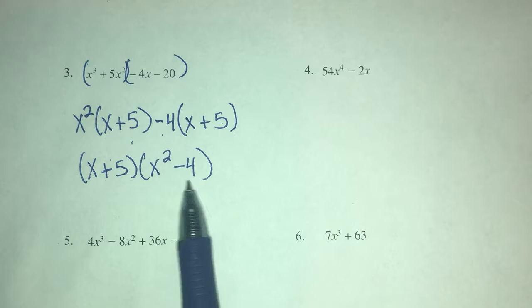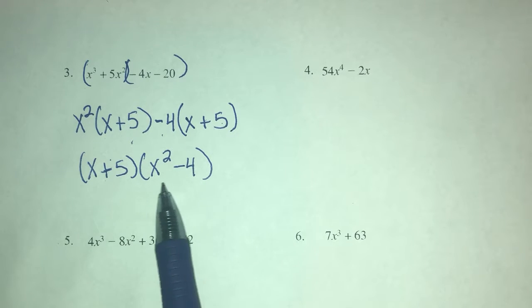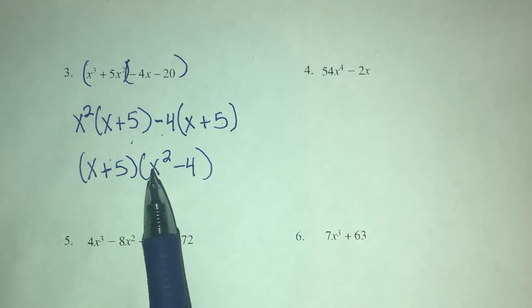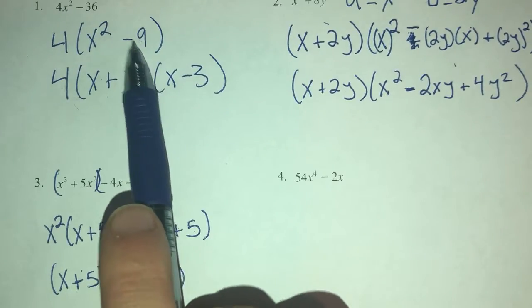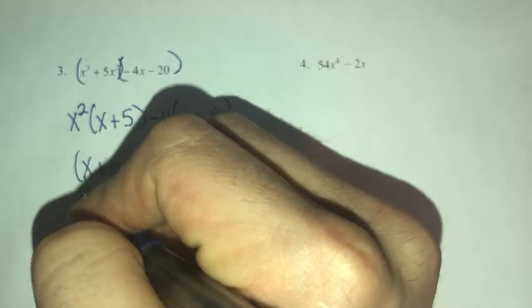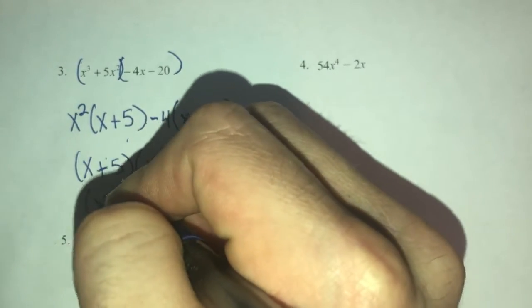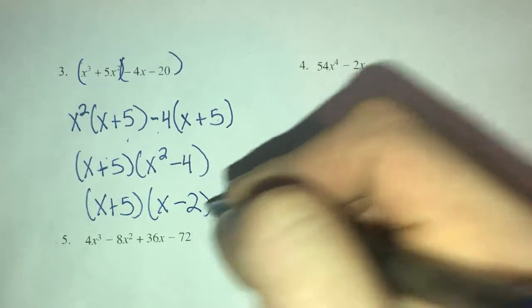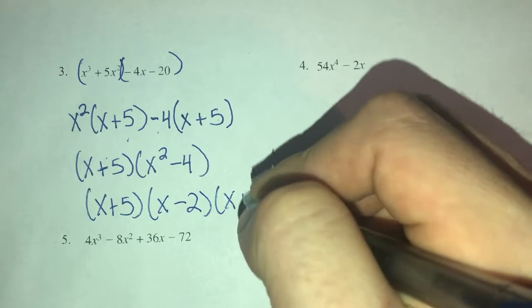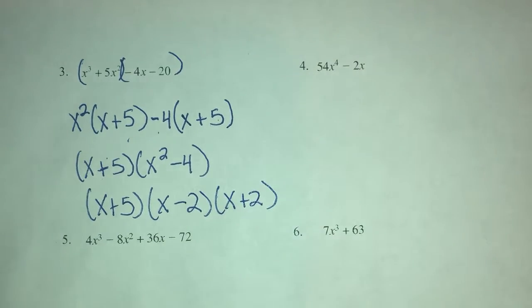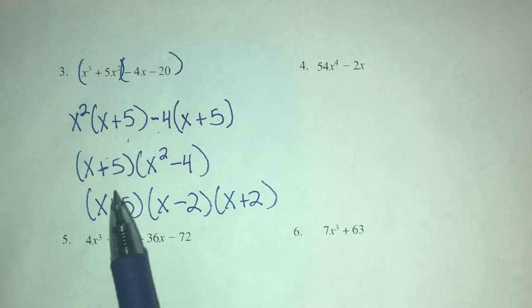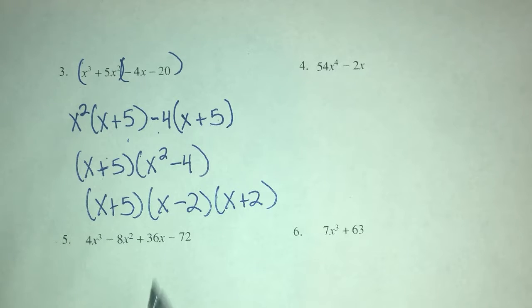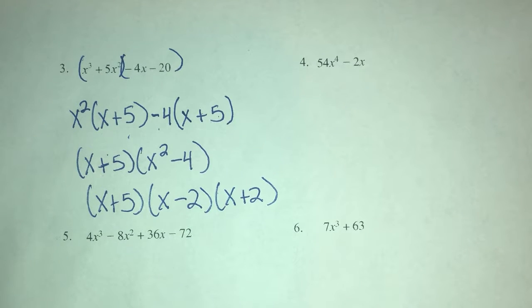Here, can I factor the x squared minus 4 anymore? Yes, I can, because it's a difference of squares. So you have to break that down if you want the full credit, because it's not factored completely. That breaks down as x minus 2 and x plus 2. Now I go back again. That's done. That's done. That's done. I can't break down anymore.